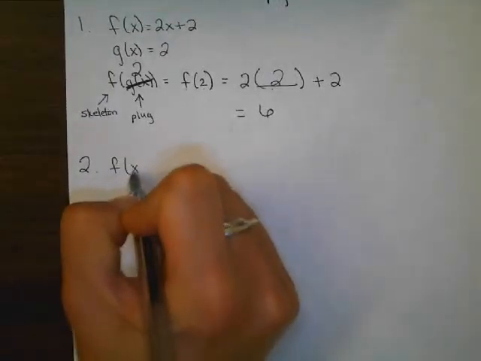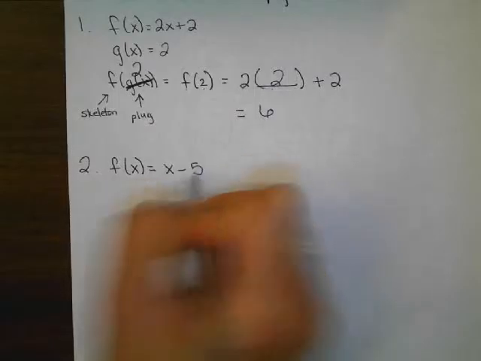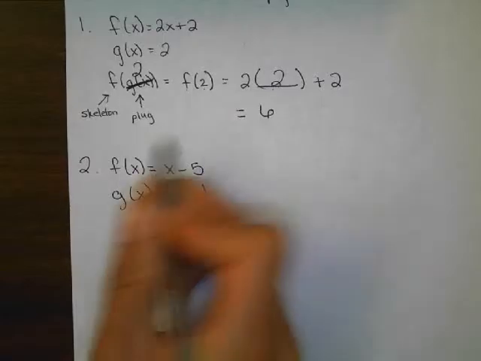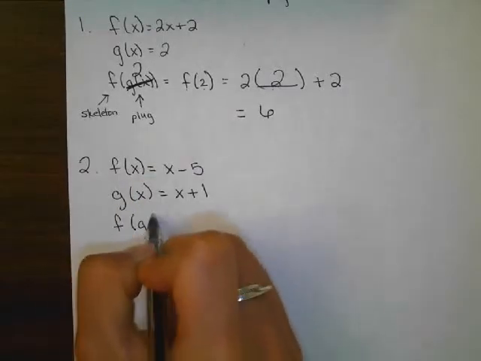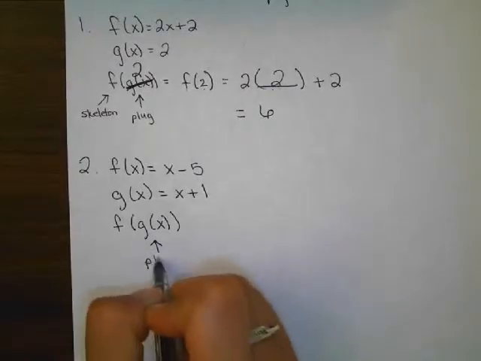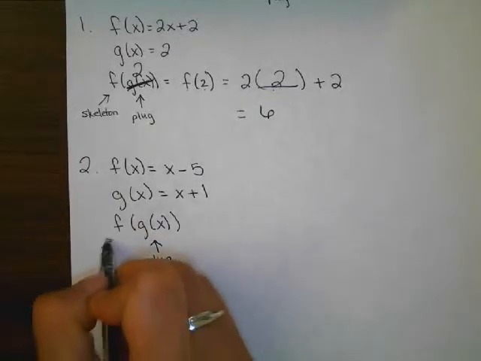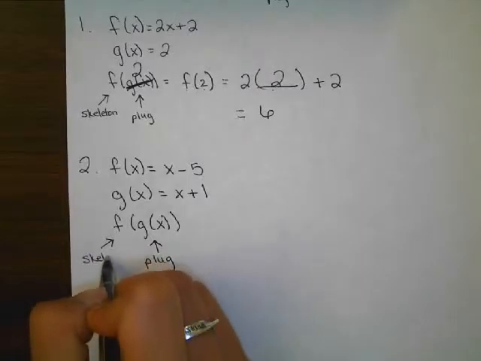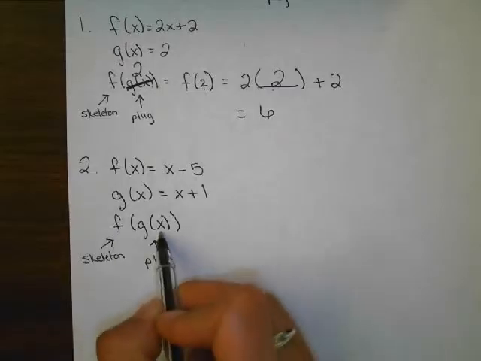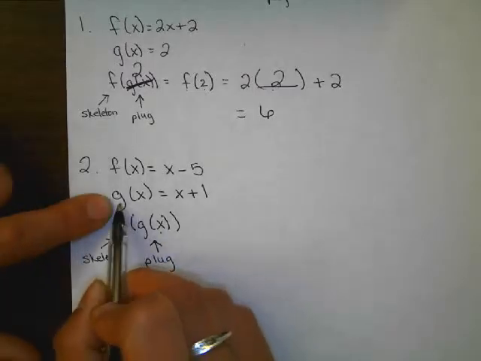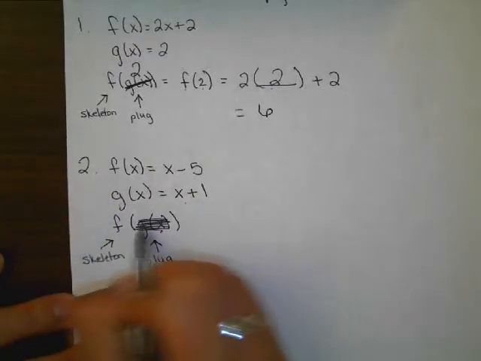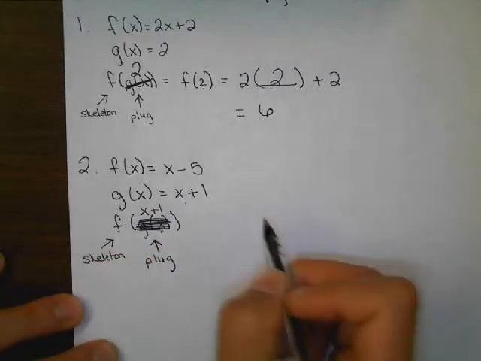If we try another one, we have f of x equals x minus 5, and g of x is x plus 1. Let's say we look for f of g of x. So again, that means you're plugging in this g, and f is your skeleton. So if I want f of g of x, again, g of x is right here, which is x plus 1. So what I can do is cross this out and put x plus 1 in.